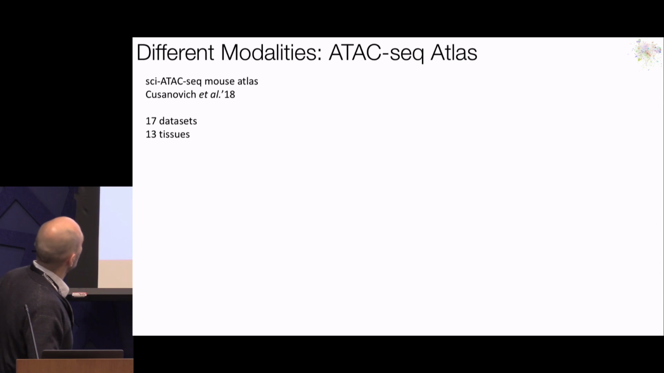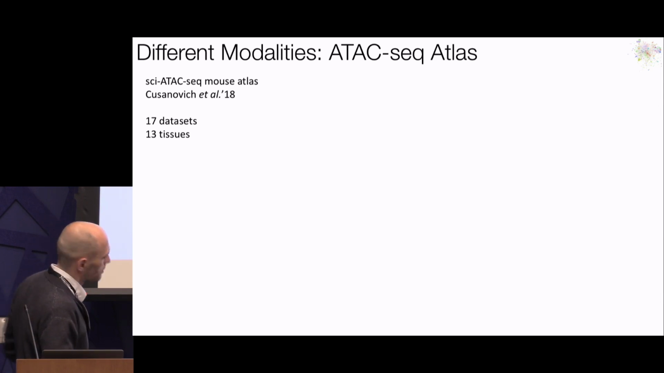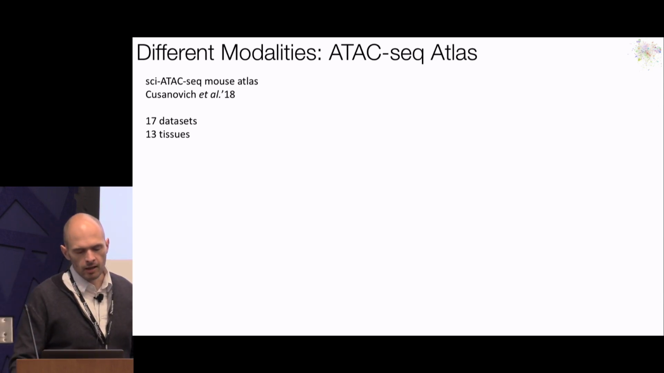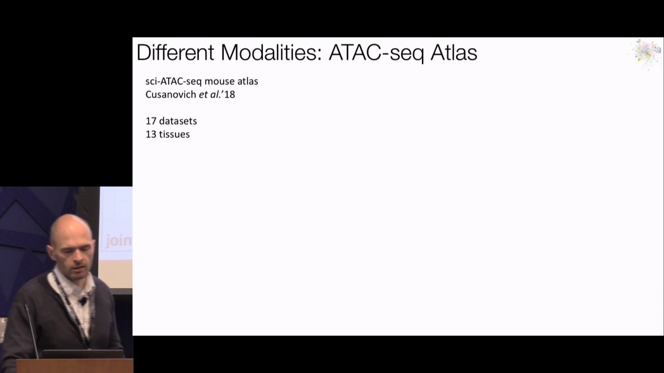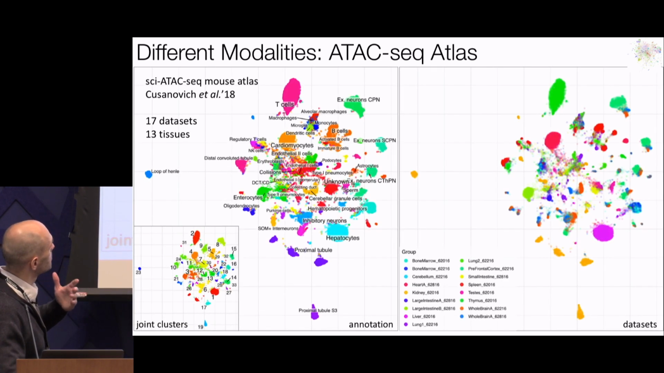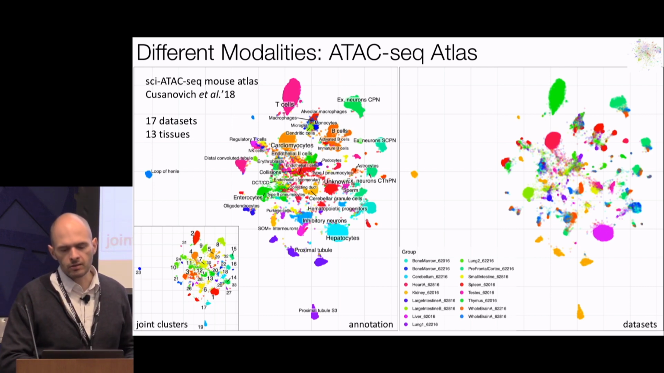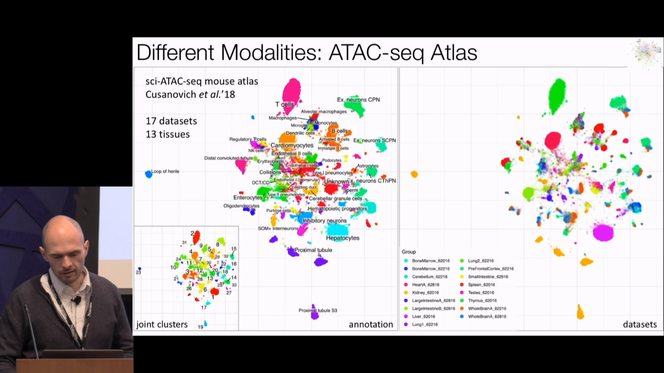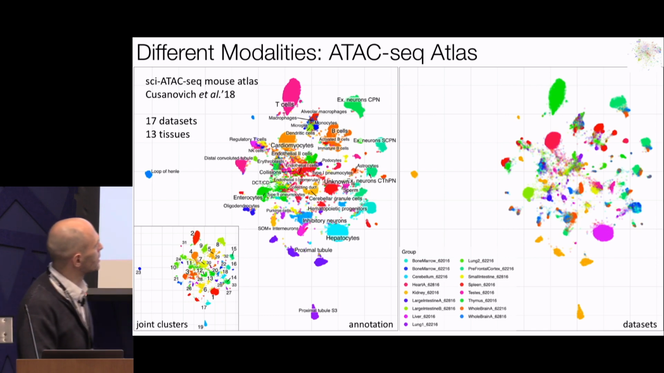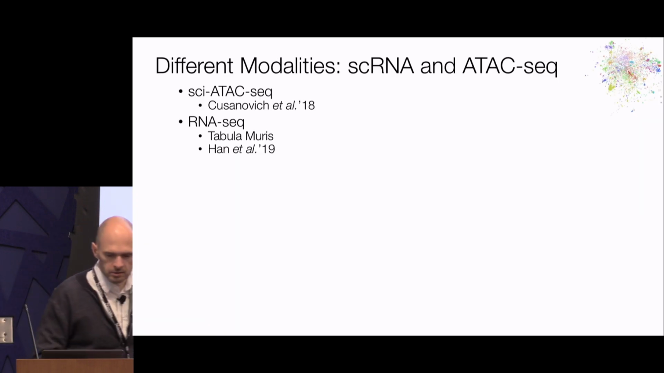All right, more interesting things, different modalities. So here we just take an ATAC-seq atlas, so chromatin accessibility measured in Jay Shendure's lab. It's 17 data sets covering 13 tissues, and here I'm showing the same joint graph. Here are the data sets on that joint graph, and here are the annotations that were published there. So it's just showing that we could do the same kind of procedure on a different modality, in this case ATAC-seq. Now, more interesting is integrating across modalities, because we can actually learn something new there.